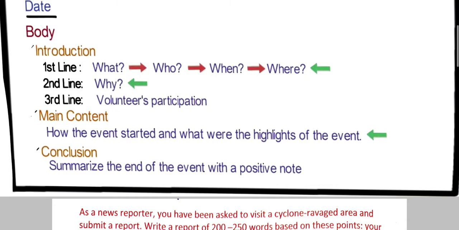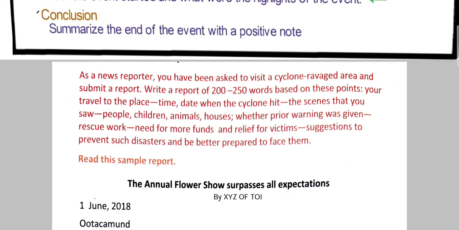Here is an example for you. So let's see the example. As a news reporter, you have been asked to visit a cyclone ravaged area and submit a report. Write a report of 200 to 250 words based on these points: your travel to the place, time, date, when the cyclone hit, the scenes that you saw, people, children, animals, houses, weather, prior warning given, rescue work, need for more funds and relief for victims, suggestions to prevent such disasters and be better prepared to face them.